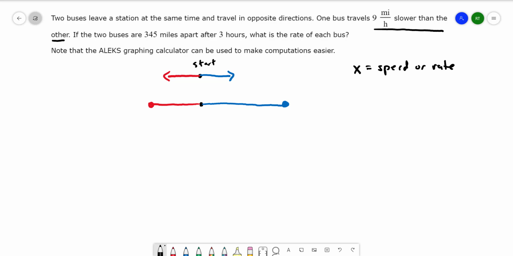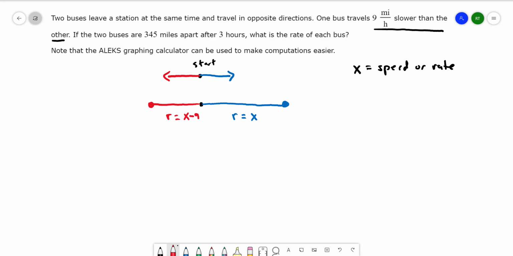Now, I'm going to label the rate for this one, let's call it x, right? And it's the slower one, keep that in mind. For the blue one's rate, remember, since one of them is 9 miles per hour slower than the other, if I leave it like this right now, they both have a rate of x, which means they're the same speed. But if I want one to be slower than the other, then to show that it's 9 miles per hour slower, I have to take away 9 from one.